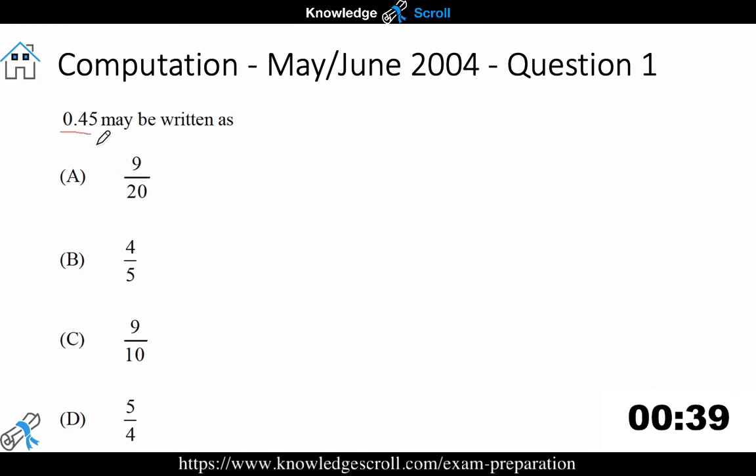0.45 is a decimal, and this can be expressed as a fraction, which is 45/100. Now this does not look like any of our answers here, so clearly we have to reduce this fraction into its lowest terms. So if I divide both the numerator and denominator by 5, I should get 9/20. Therefore, my correct answer for this question is A.